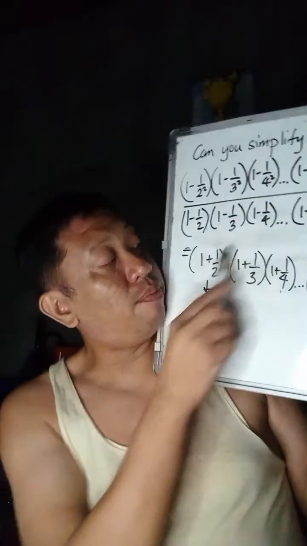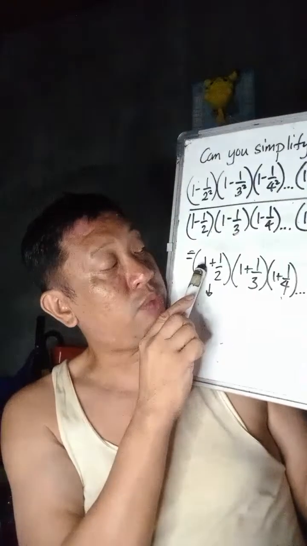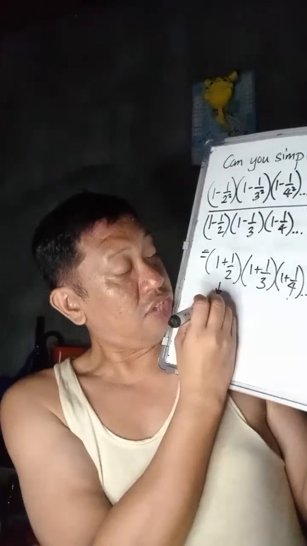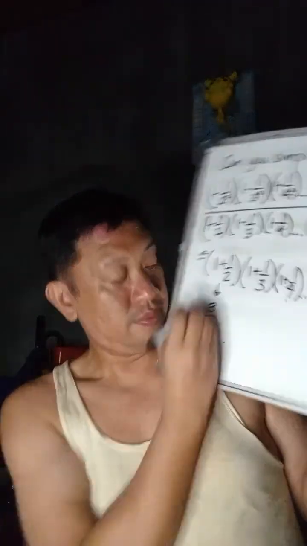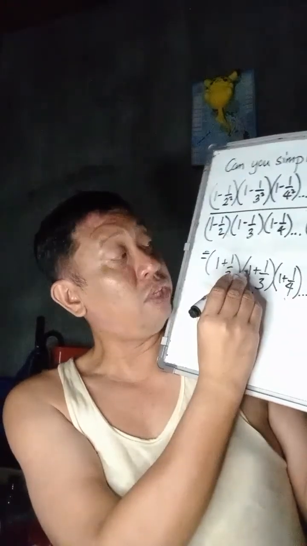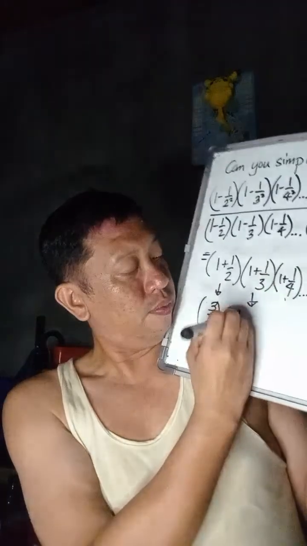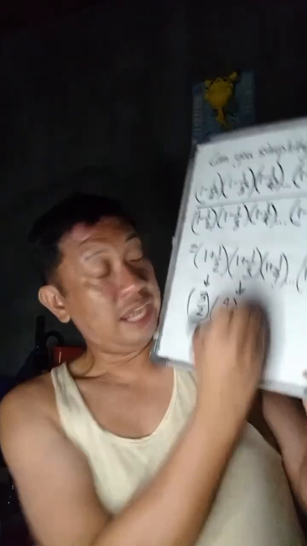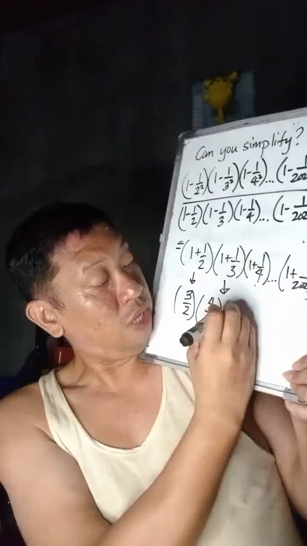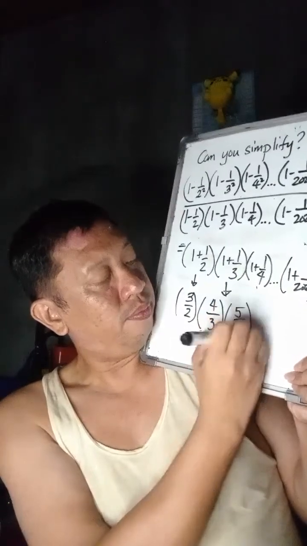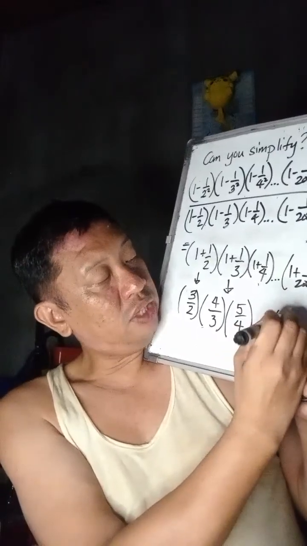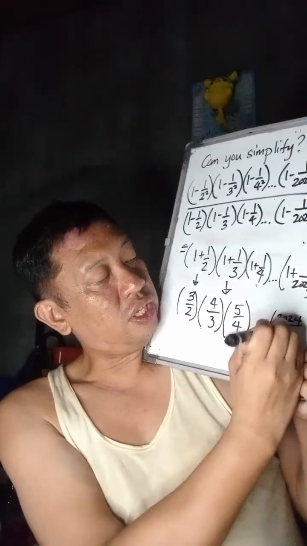If I have 1 plus 1 half, I do 2 times 1, which is 2, then plus 1, that will be 3. So 1 and a half is actually 3 over 2. Then 1 and 1 third: 3 times 1 is 3, plus 1 is 4, so that will be 4 over 3. The next one, if I get the pattern, will be 5 over 4, until it gets to 2024 over 2023.